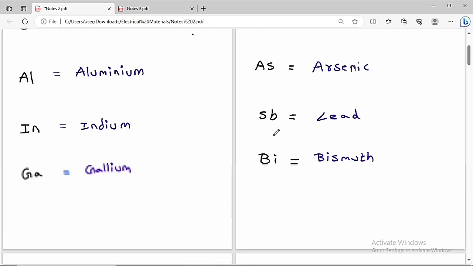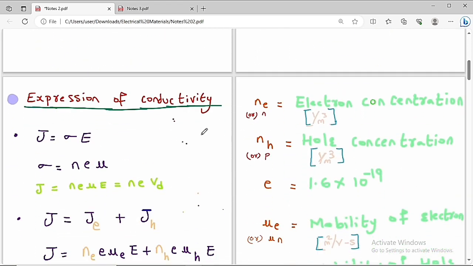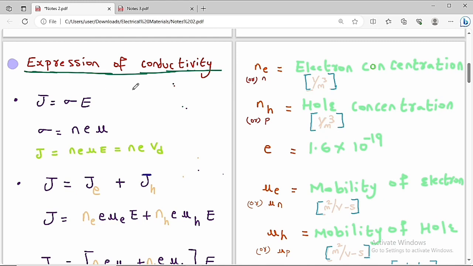Now the other concept we'll discuss is the expression of the conductivity. What is the formula? J is equal to sigma into E. This is called Ohm's law in field theory. And V is equal to I R is called Ohm's law in the case of electrical circuits.